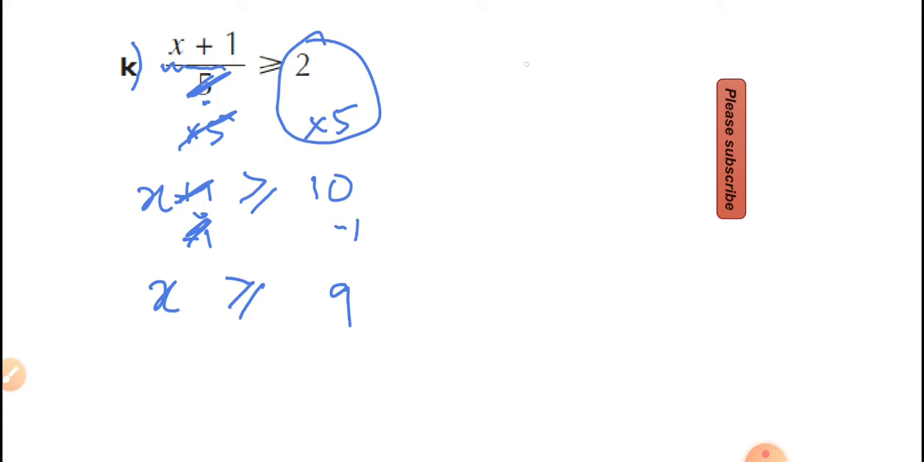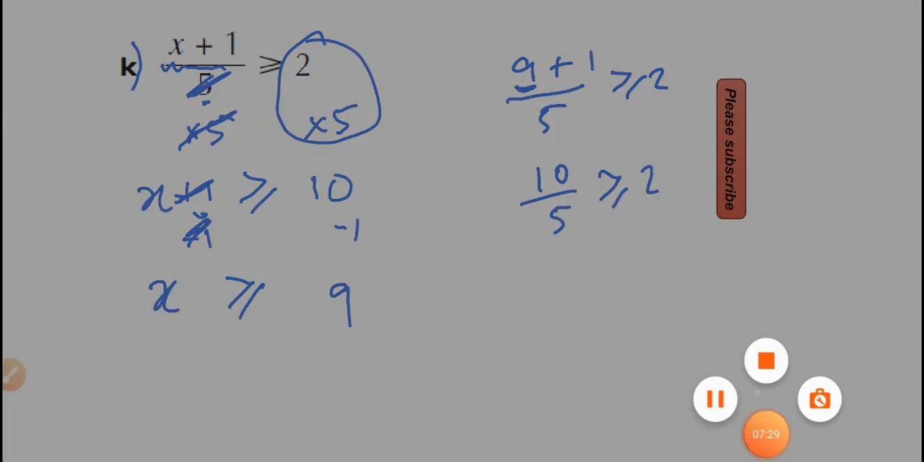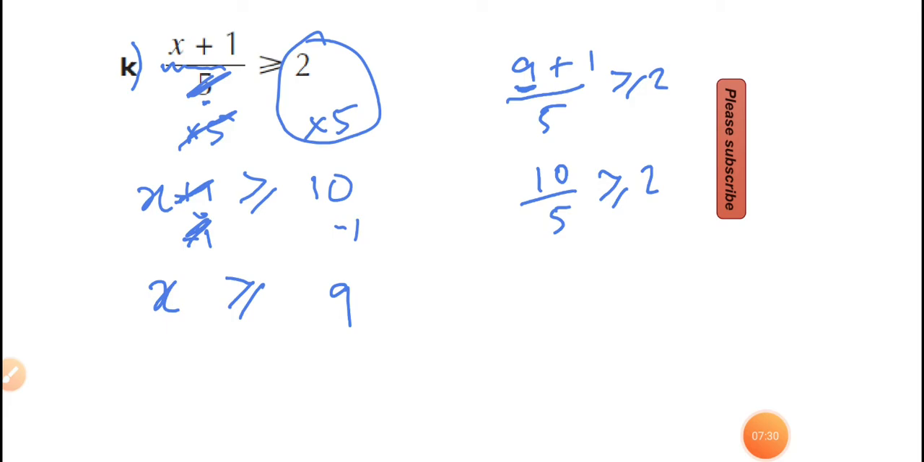So instead of x, if I put 9, add 1, and then divide it by 5. So instead of x, I use 9 here. Is it equal to or less than 2? Yes, it is, because 9 add 1 is 10. 10 over 5 is equal to 2. But remember, always substitute your answer to check that you haven't made any mistakes.